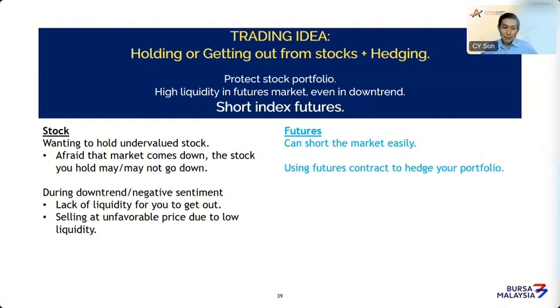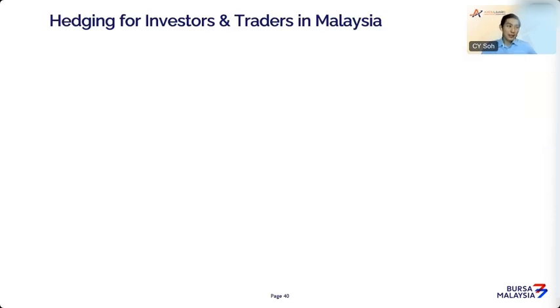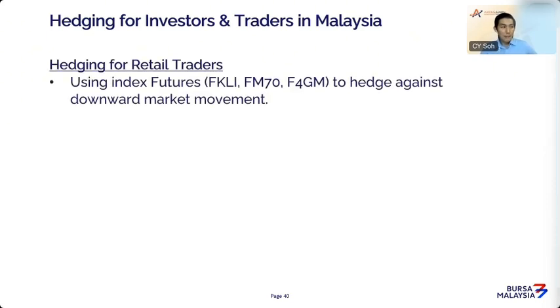It's like buying an insurance policy. You buy insurance before an accident or disaster happens. You don't buy insurance when the accident has already happened, as that would be too late. As retail traders or retail investors, you can still do hedging by taking index futures. We have several index futures like FKLI, FM70, and F4GM to hedge against the downward movement of your stock market.